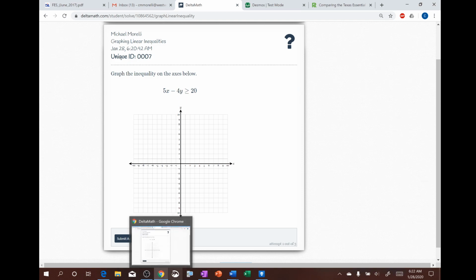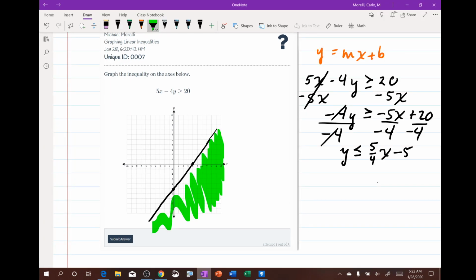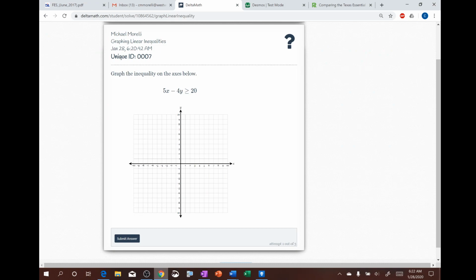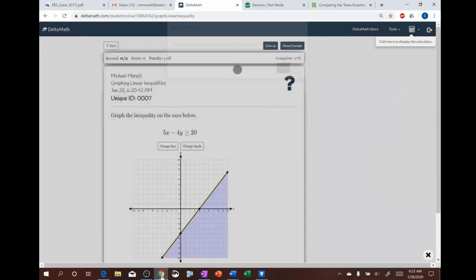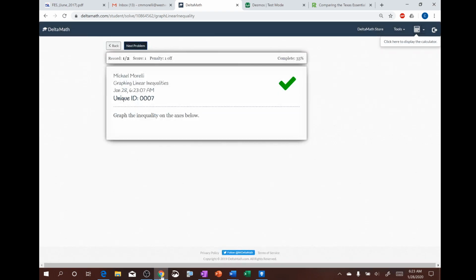Where do we start again? At -5, and then it's up 5 over 4. So start at -5, go up 5 over 4, solid line, shade below. Okay? And that's how you do that problem.